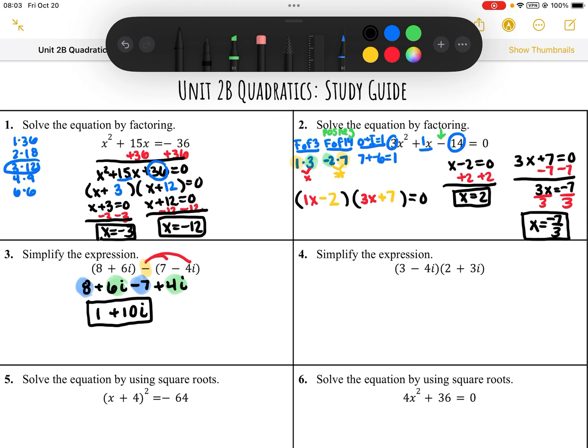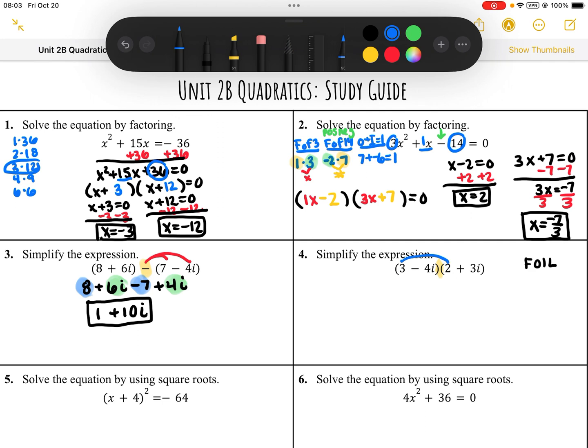For number 4, we're also going to simplify the expression. This time we have 3 minus 4i times the quantity 2 plus 3i. Notice these parentheses here, they are right next to each other in the middle. There's no operation. When parentheses are right next to each other, we are multiplying. So for this one, we need to FOIL. So I'm going to do my first, outer, inner, last.